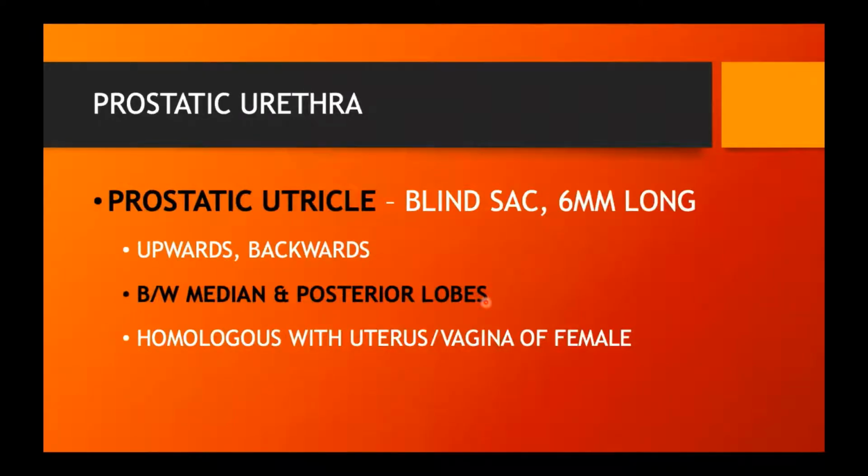Coming to the prostatic utricle. The prostatic utricle is nothing but a blind sac, 6 mm long, inside the prostate. It is directed upwards and backwards, between the median and the posterior lobes of the prostate gland. It is considered to be the male uterus or the male vagina. There are so many explanations, but let's not dig much into that. It is considered a homologous part of the female uterus and vagina.